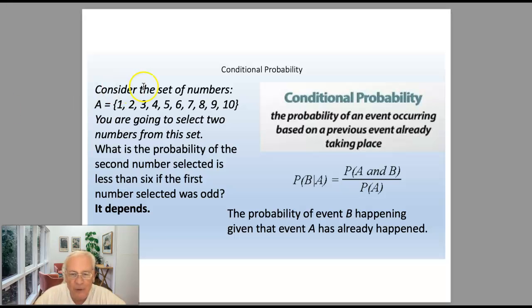This is the formula right here. This is how we write it. The probability of event B happening, the second thing happening, given that event A has already happened. Now here's the formula. It's the probability that they both happen divided by the probability that A happened. All right, that's the formula.